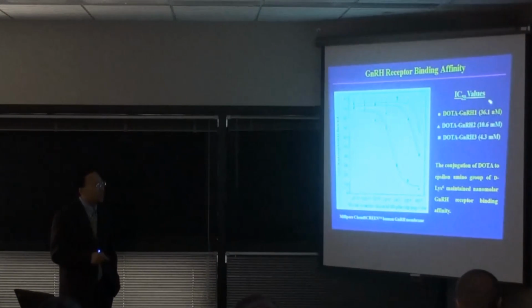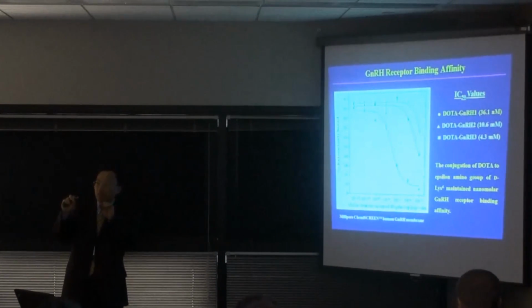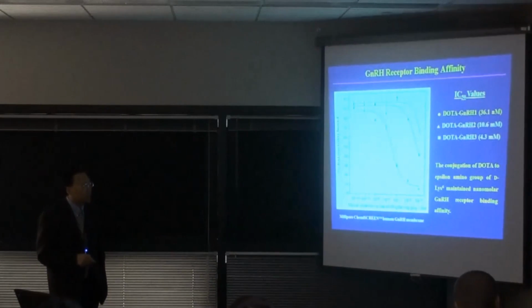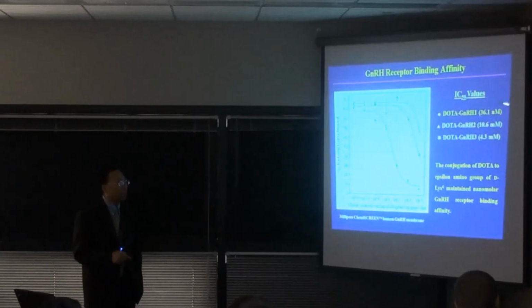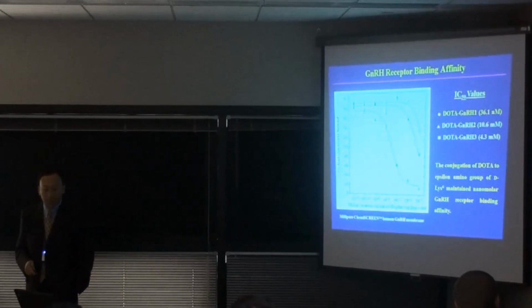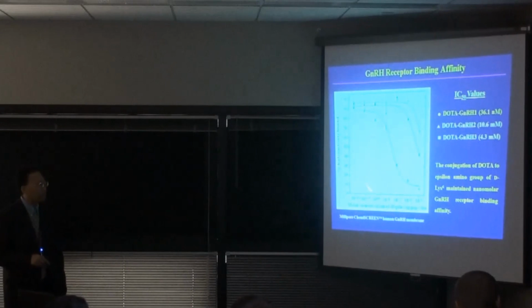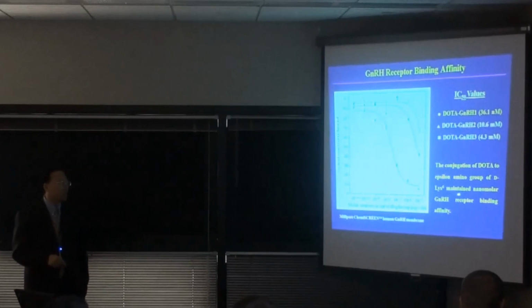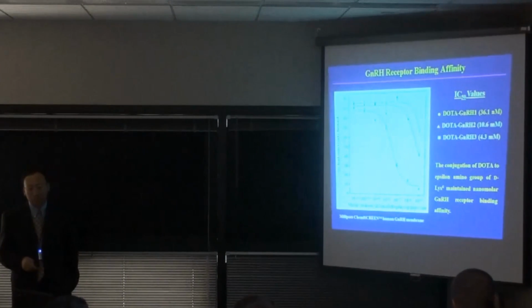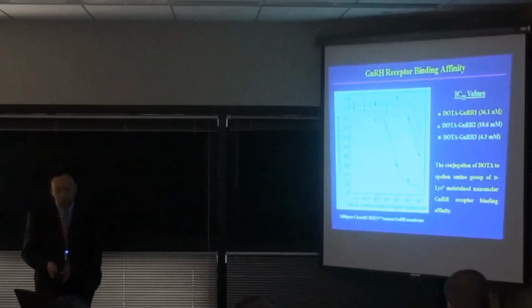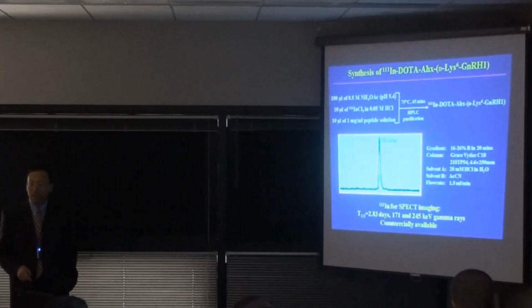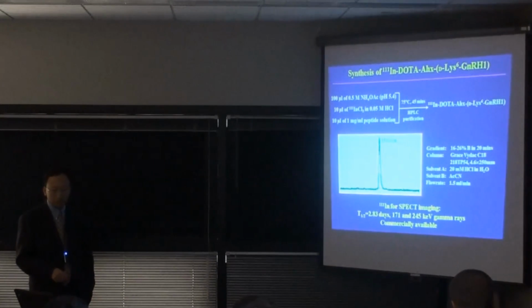The DOTA GnRH1, where the metal chelator was conjugated to the epsilon amino group of D-lysine through the AHX linker, displayed the highest receptor binding affinity here, which was about 36.1 nanomolar. So through this in vitro study, we can conclude the conjugation of the DOTA to the epsilon amino group of D-lysine maintains the nanomolar GnRH receptor binding affinity. After that, we just focus on that peptide because it displayed 36.1 nanomolar binding affinity.